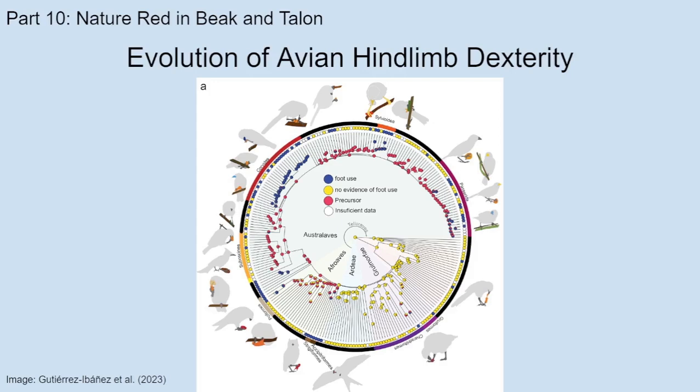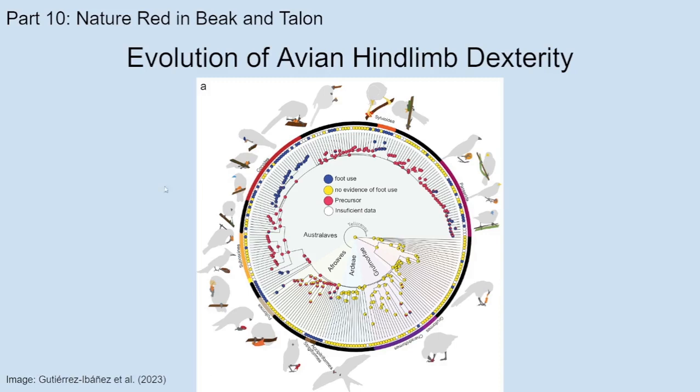And so one of the main ways that they interact with the other objects in their environment is by their feet. And many types of birds, as you probably know, will use their feet to grab things or hold on to things or bring things to their mouth or carry things while they're flying. So these are all things that various types of birds do with their feet. And so this study aimed to document what types of birds actually use their hind limbs for manipulation.